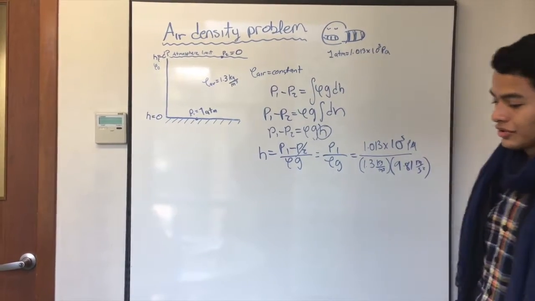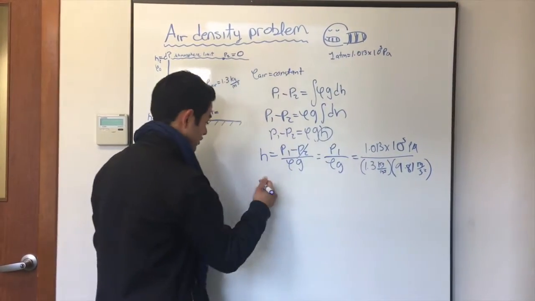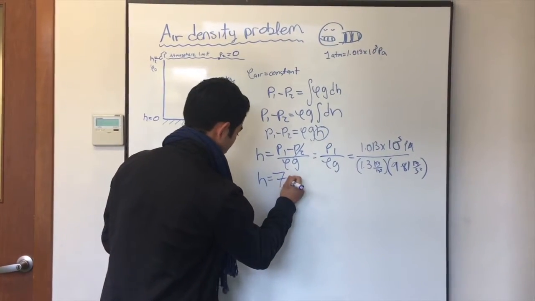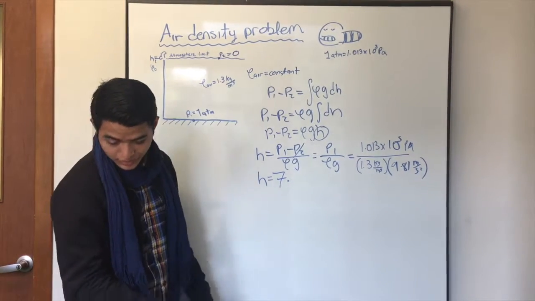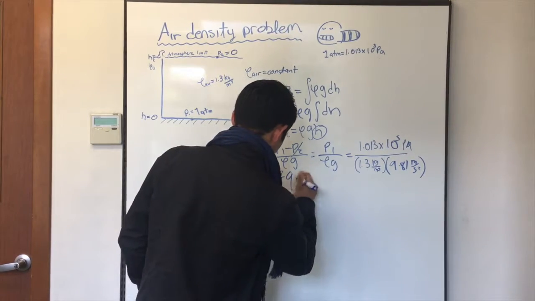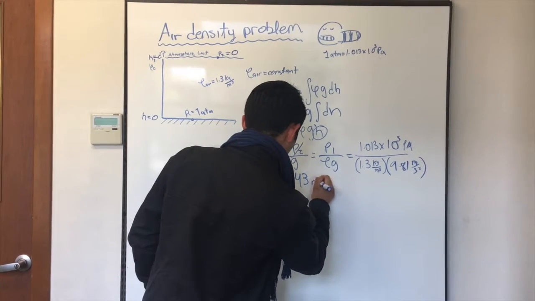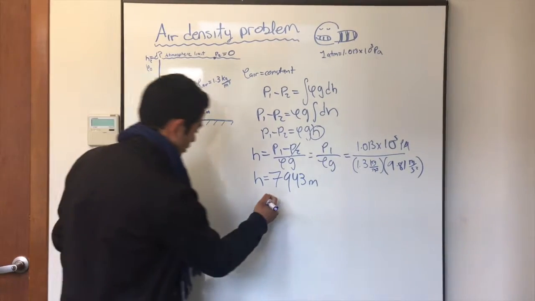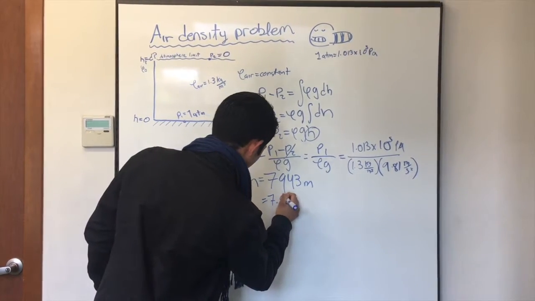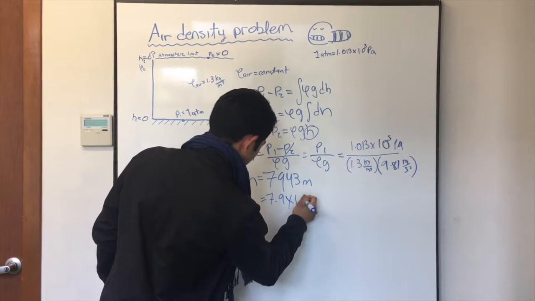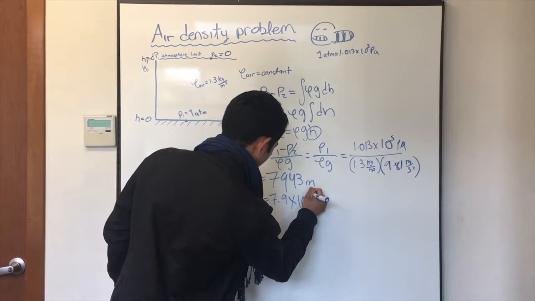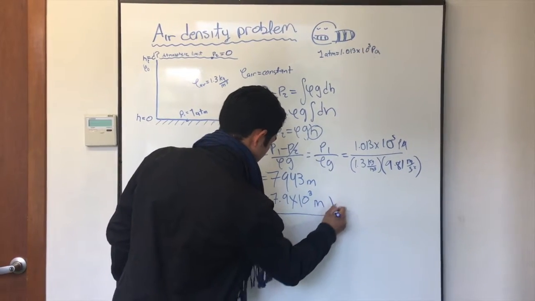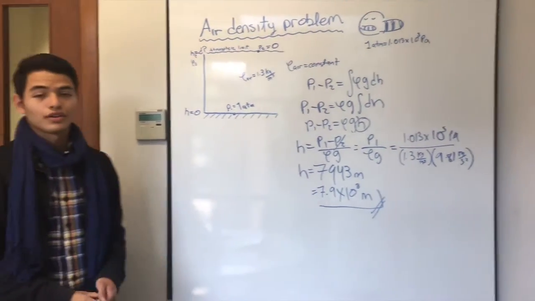And we just need to make this calculation, and we will find that H is equal to 7,940 meters. That actually can be written as 7.9 times 10 to the 3 meters. And this is the solution for part 1 of this problem.